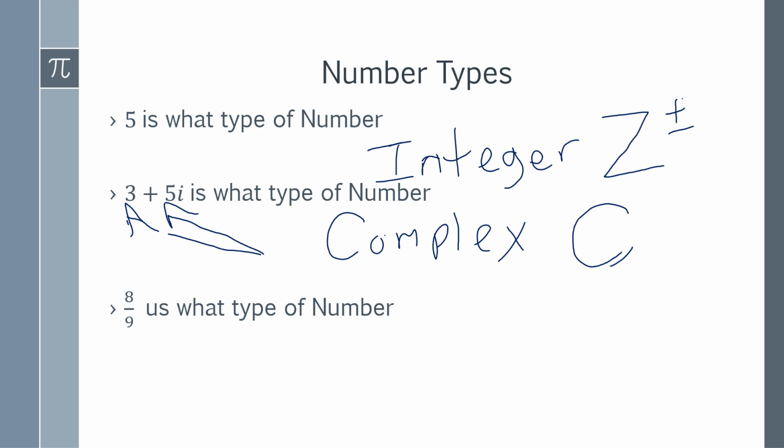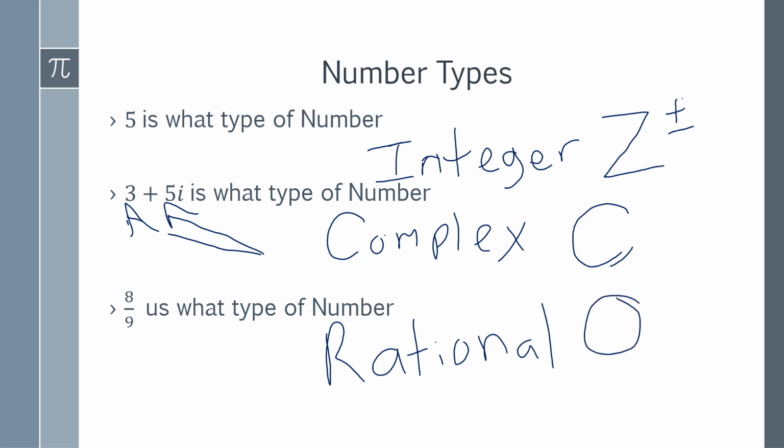8/9 is what type of number? You can't say the word fraction. We don't do that. Rational number. What letter do we use for rational? Q. That's right. Because Q is rational.